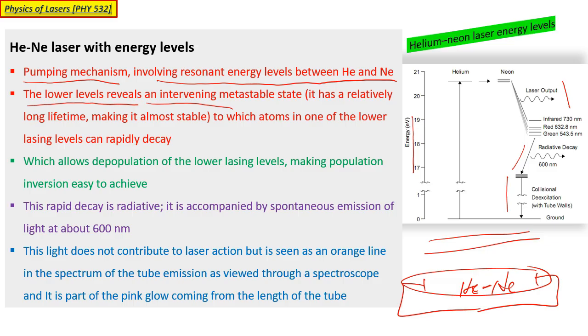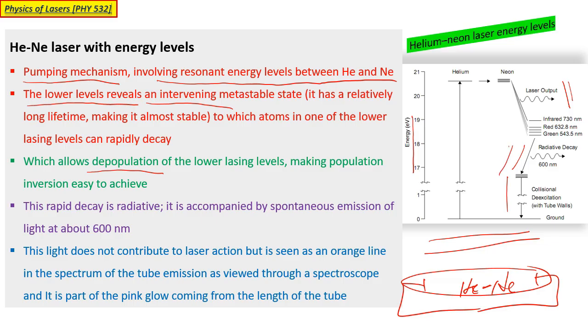And there are a number of wavelengths you can see here, like can be 730 nanometer, that is infrared, and red 632 nanometer, green 543 nanometer mostly, and the most feasible one is 632.8 nanometer, what we achieve here. And so as usual, the population inversion is achieved here. Okay, and then it decays to the other levels by emitting the laser light here.